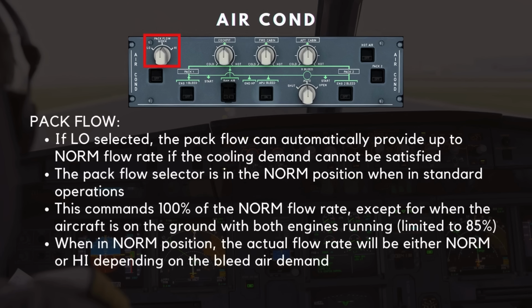If low is selected, the pack flow can automatically provide up to the normal flow rate if the cooling demand cannot be satisfied. The pack flow selector is in the normal position when in standard operations. This commands 100% of the normal flow rate, except for when the aircraft is on the ground with both engines running, whereby the normal flow rate is limited to 85%. When in the normal position, the actual flow rate will be either normal or high, depending on the bleed air demand.